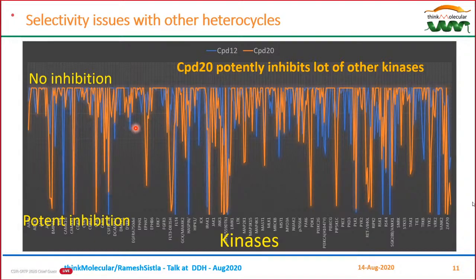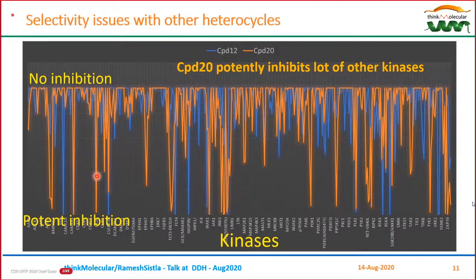Now I have two lines here, the blue line and the orange line. The blue line is compound 12. As you can see, it has fewer spikes. You can actually count them on your fingers: 1, 2, 3, 4, 5, 6, 7, 8, 9, maybe. So that was consistent with its selectivity. If we are testing on about 400 kinases, it had a selectivity index of about 2.3 to 3.